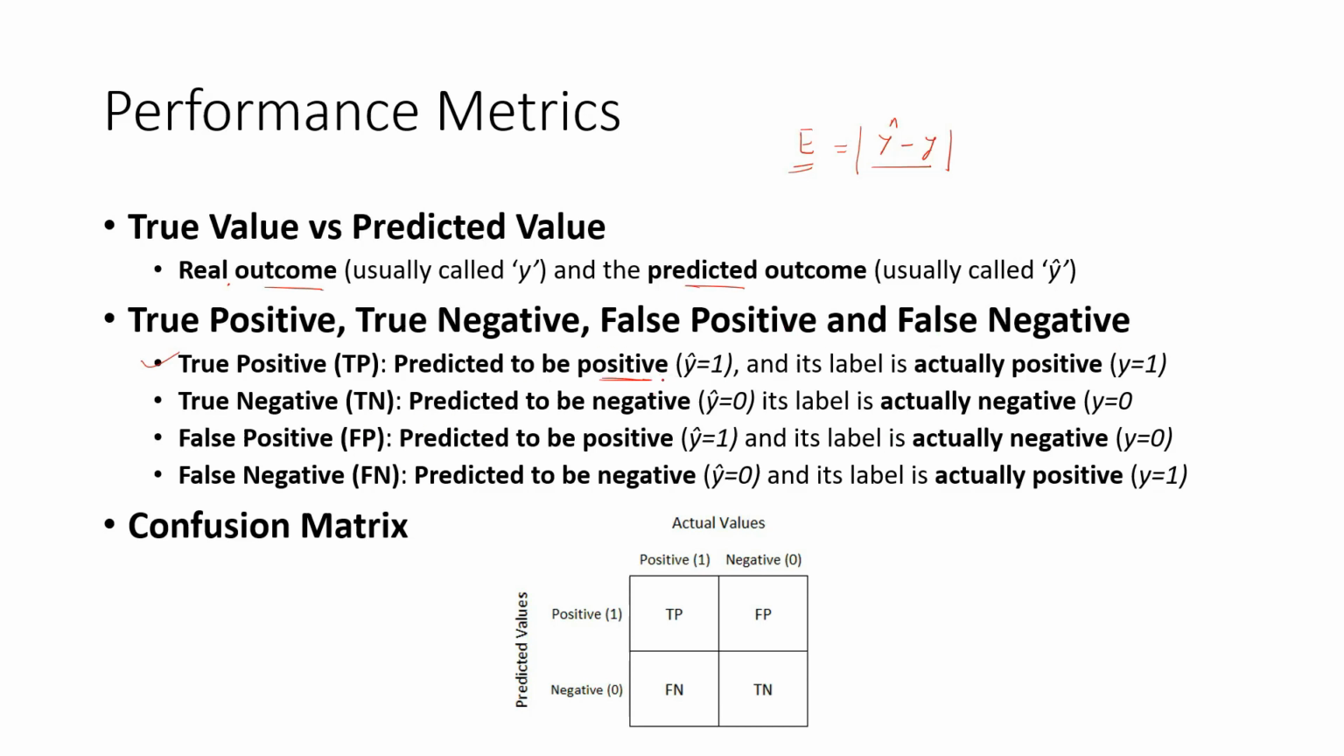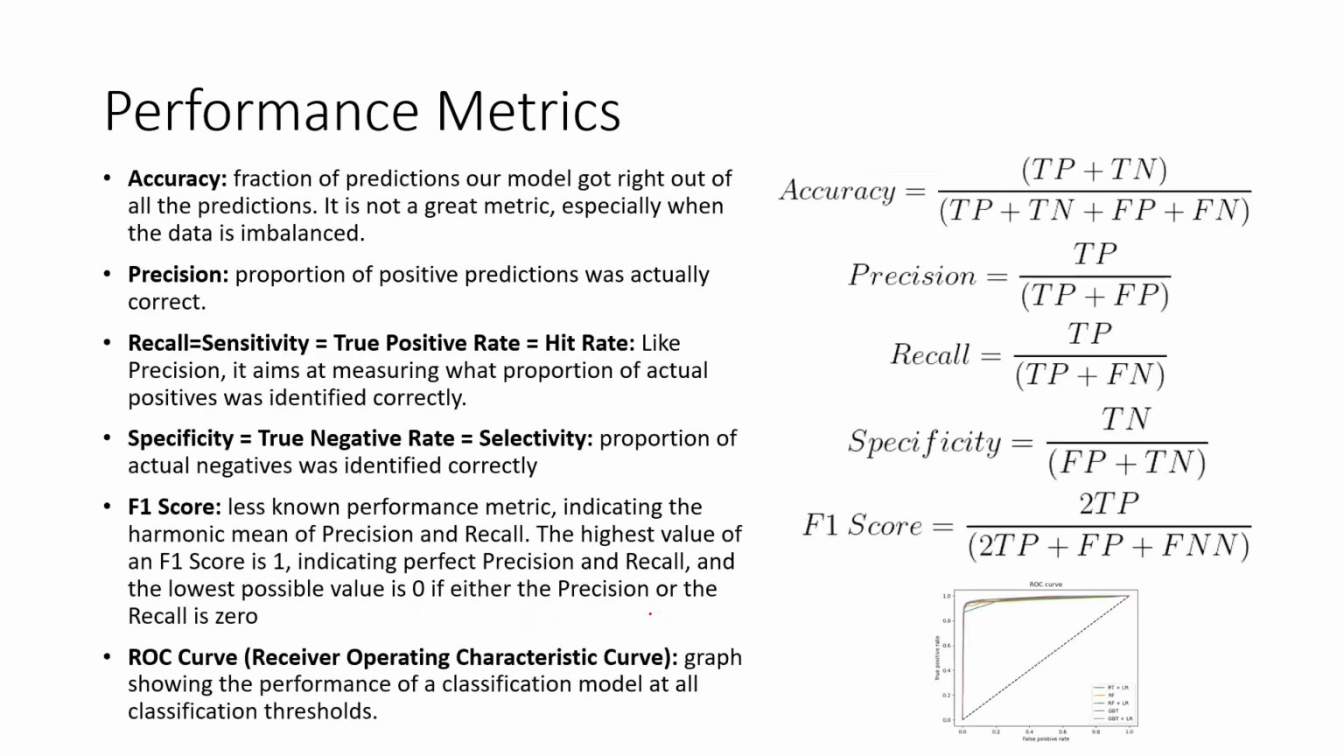True positive means the predicted value is positive and actual was positive. In case of negative, the predicted value is negative and actually it was also negative. That is true negative. In case of false positive, it predicted a positive value but actually it was negative. And in case of false negative, it predicted negative but it was positive. Based on all these, you can create a confusion matrix that tells you the accuracy, the recall, the specificity, and the F1 score for your system.